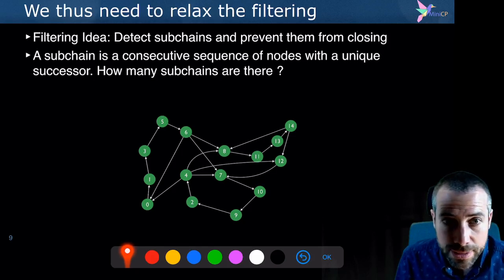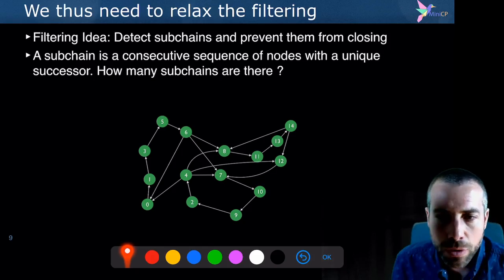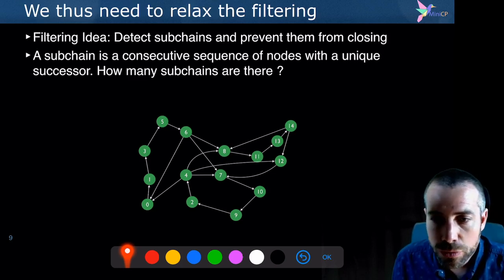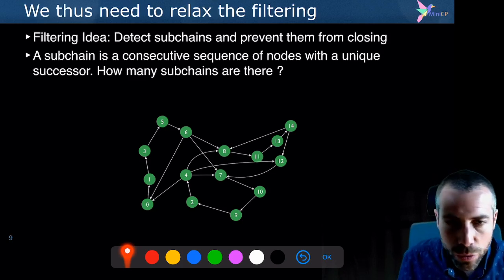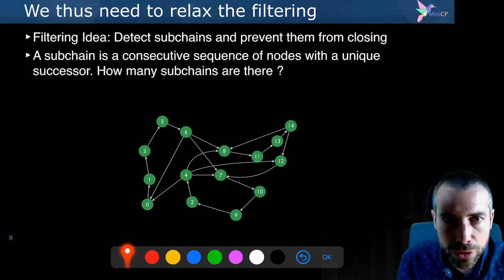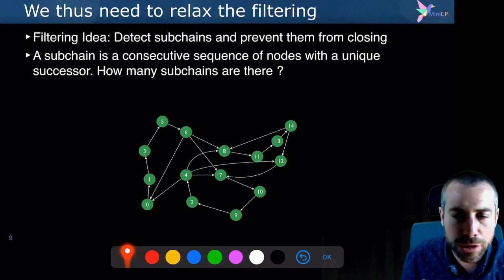So as we discovered previously, we need to relax the domain consistency a little, because it would be a bit too computationally intensive to compute at every call of the propagator. So we will do something a little bit weaker. We will just try to detect subchains, and we will try to prevent the subtour a little bit lazily.